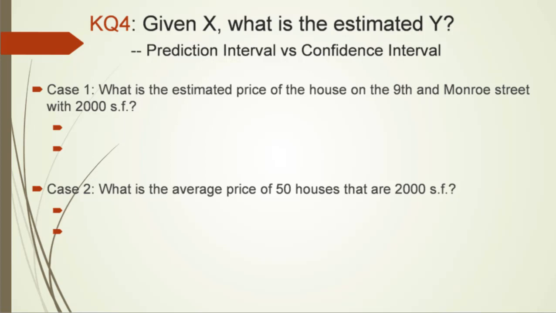Predictions using the estimated model are easy to perform. There are two different types of predictions. Let's consider the following two cases. Case 1. There is an orange house on 9th and Monroe Street.